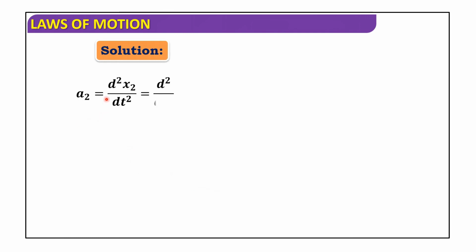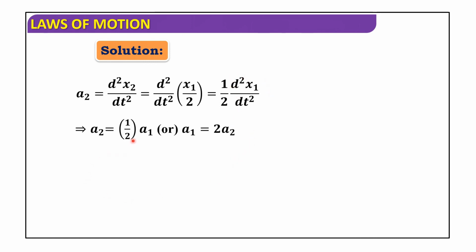a2 is equal to d square x2 by dt square. So that is d square by dt square of x1 by 2. This can be written as 1 by 2 into d square x1 by dt square. So a2 is equal to half a1, or a1 is equal to 2a2. So the second option is correct.